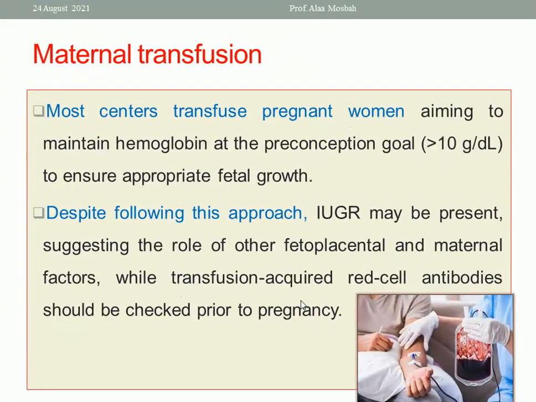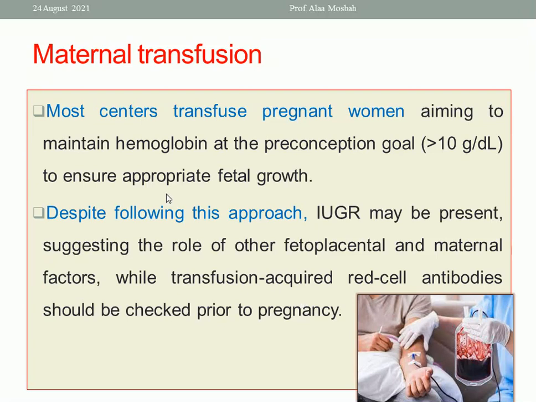Most centers transfuse pregnant women, aiming for what? Aiming to reach hemoglobin above 10 gram per deciliter. Why above 10? To ensure appropriate fetal growth, okay, and to minimize the occurrence of intrauterine growth restriction. Despite following this approach, IUGR may be present, suggesting the role of other fetal-placental and maternal factors, while transfusion acquired red cell antibody should be checked prior to pregnancy.